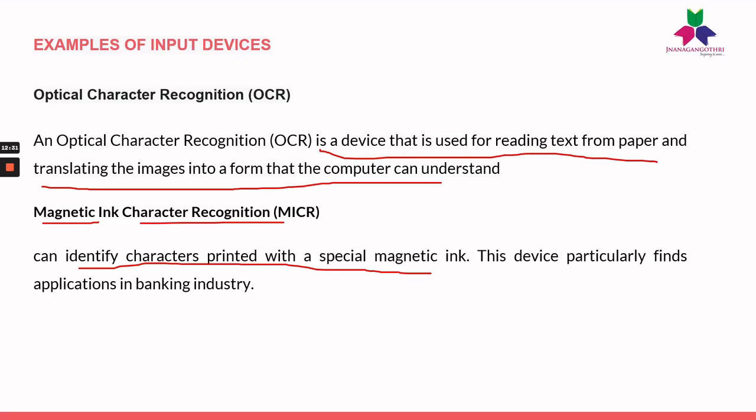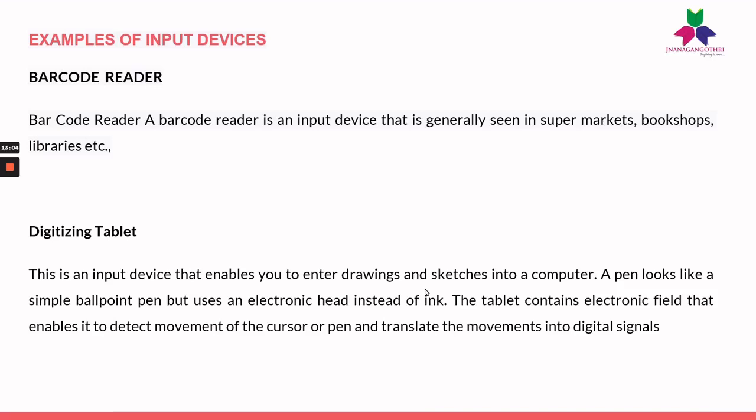We call it MICR or magnetic ink character recognition. This device is particularly used in the banking industry. The checks we use for transactions have a unique MICR code on them. These checks have a unique MICR code that can be scanned using an MICR device to find whether the check is valid or not, whether the transaction is valid or not. Moving on to the next slide. So the barcode reader is one common input device that we see.